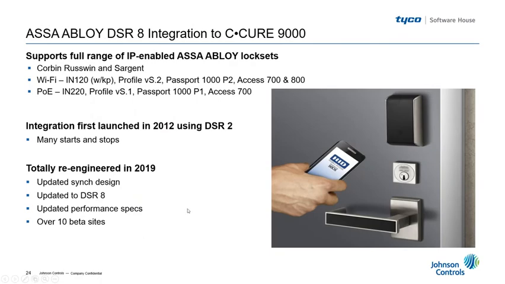And there's a bunch of flavors you can choose from. Right, Kelsey? Our price book is about 10 pages long of IP-enabled locks. Yes, every model you can think of. Corbin Russwin, Sargent, IN120s, IN220s, profiles, you name it. Thank God they all have the same protocol, so we can support them with that same integration. We've had these for about 8 years now, and we have had some stops and starts. I know someone on the webinar might have worked through some of those, but we totally re-engineered the driver at the end of last year, and it's out and updated to the latest ASSA DSR rev. The performance specs have drastically improved as far as download times and update times. So we encourage you to give it a try. It's really ready for prime time now.